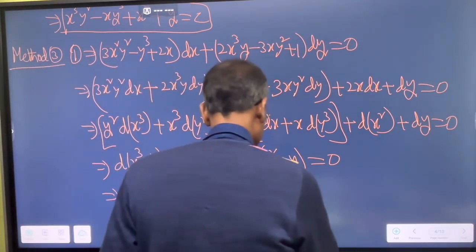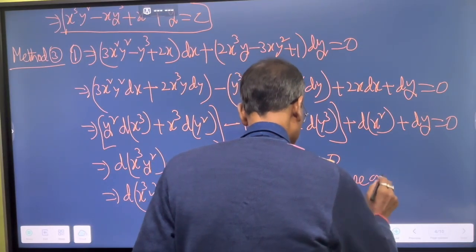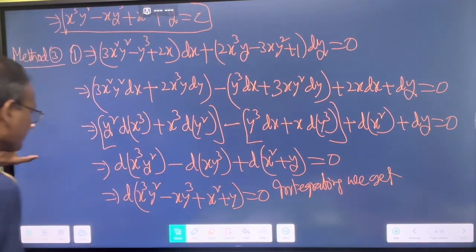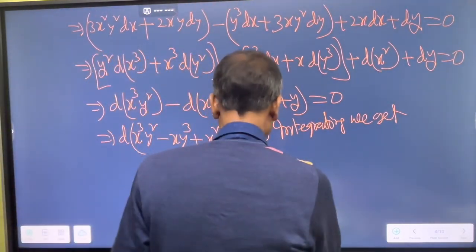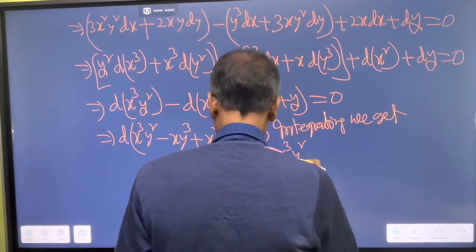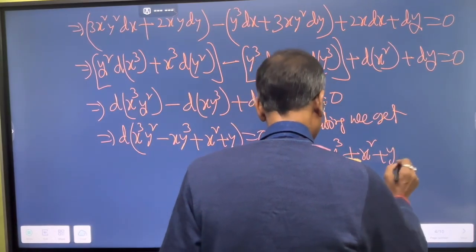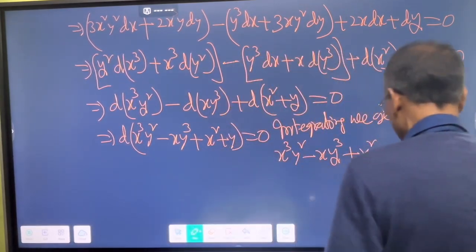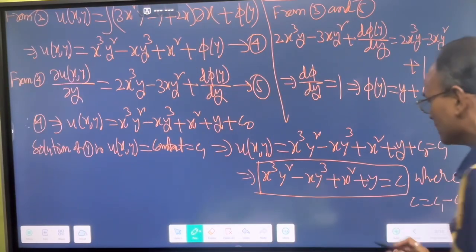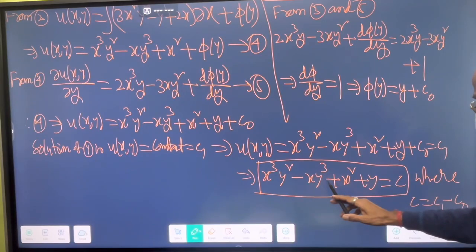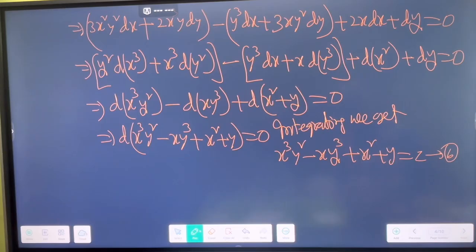Integrating, we get x³y² − xy³ + x² + y = c. Suppose this is number 6. Now, previously also x³y² − xy³ + x² + y equal to c.